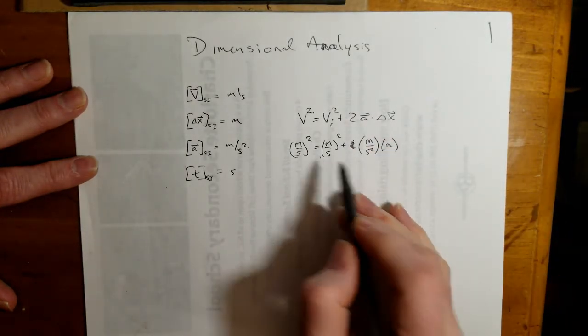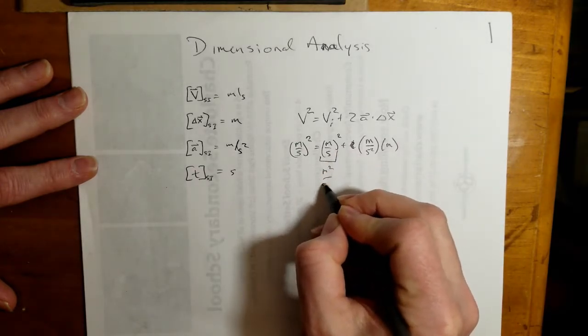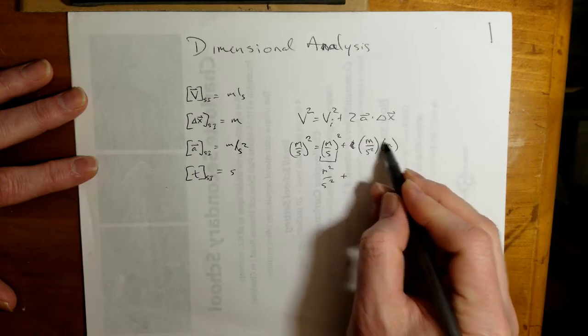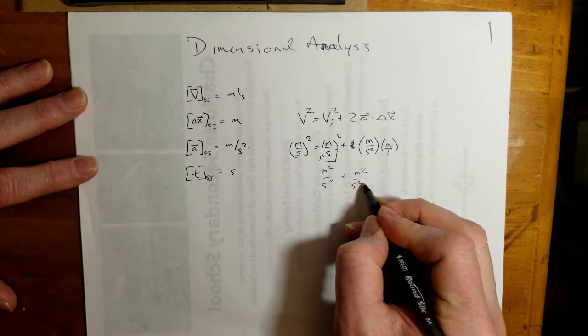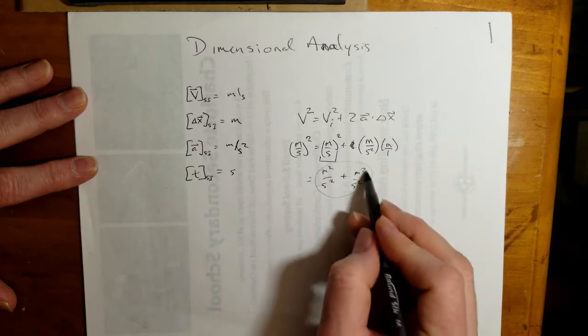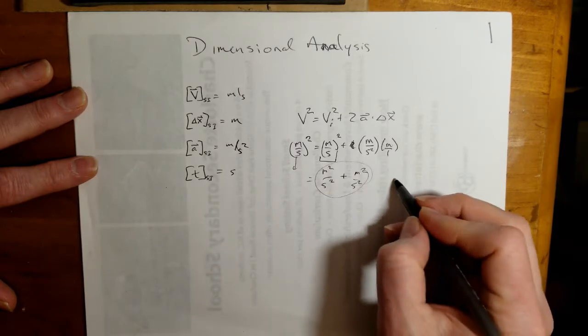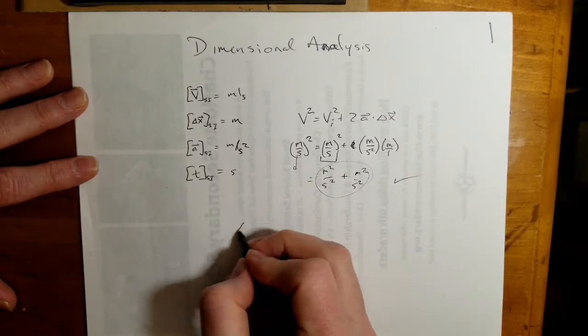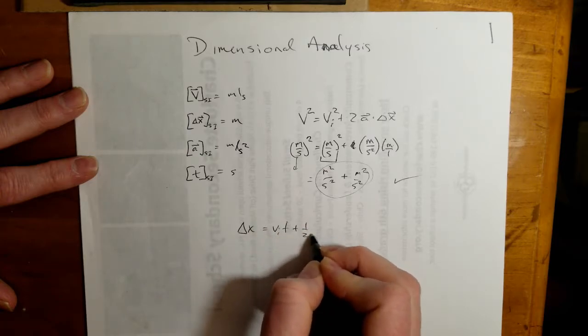Well, I need to add apples and apples. That's meters squared per second squared. And that is, well, meters times meters. I can always put anything over 1, so I have meters squared over seconds squared. And so on my right-hand side, I'm going to have meters squared per second squared, and on the left-hand side, I will have the same. So dimensionally, it works.